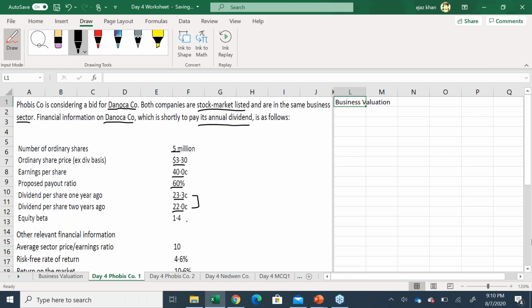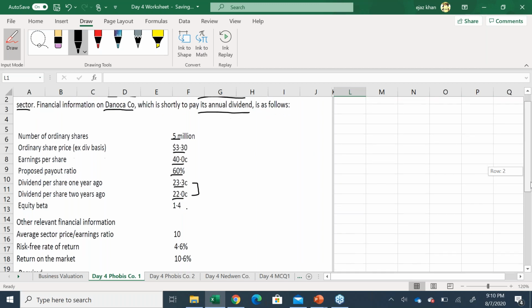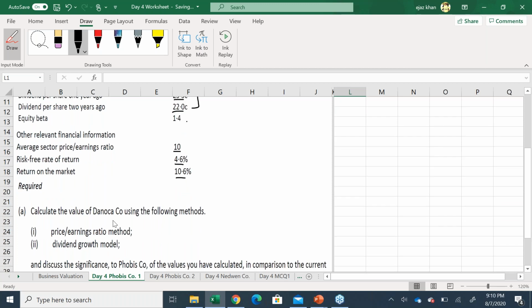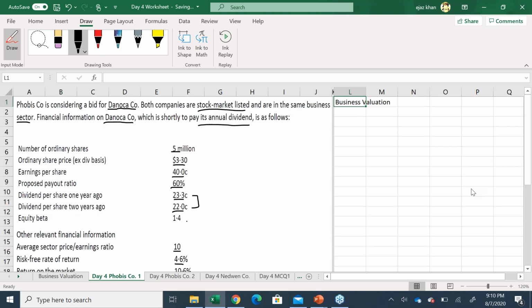Beta is 1.4. Other relevant information, the average sector price earning ratio is 10. Risk-free 4.6%. Return on market 10.6%. Market return has been given as well. So what we are supposed to do, calculate the value of Denoka company using the following methods: the price earning ratio method and the dividend growth method. With the help of both methods, we need to find out the value of the Denoka company. Okay, good. Let's do it.